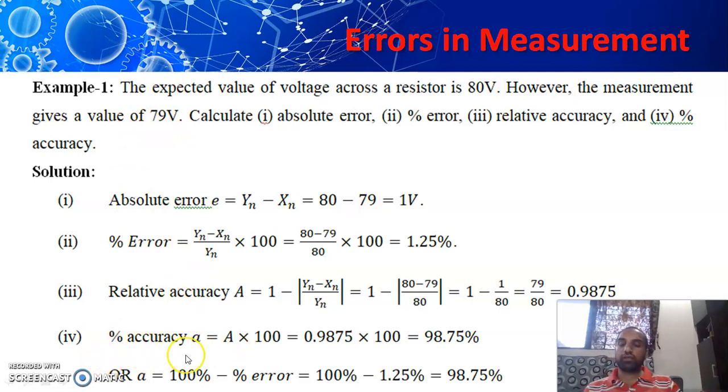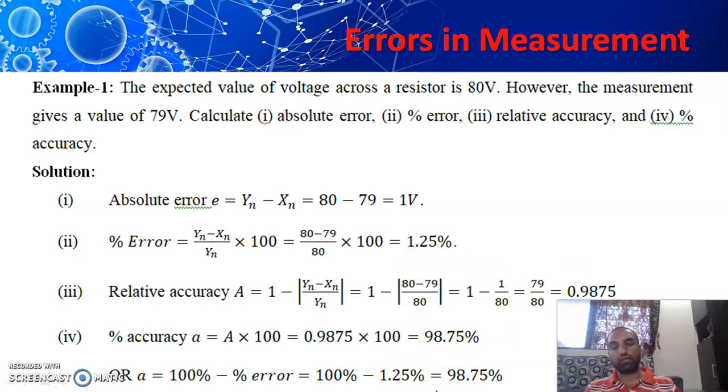Now percentage of accuracy, it is denoted by small a, and small a is capital A times 100. Capital A is the relative accuracy, that value is 0.9875 into 100, so it becomes 98.75% accuracy for the measurement of that value. We can also calculate percentage of accuracy as 100% minus percentage of error. 100% minus percentage of error is 1.25, so it becomes 98.74.